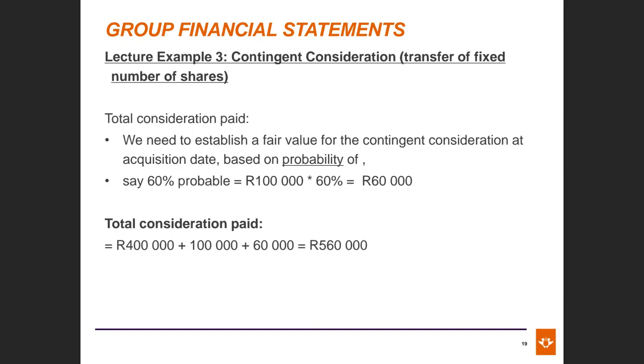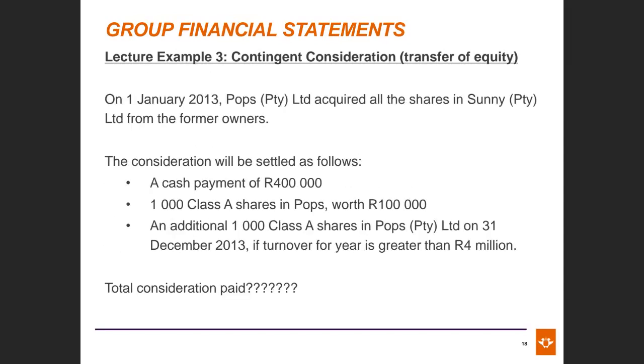So if we then want to calculate the contingent consideration, we are going to take the cash payment of 400,000 Rand. There are no questions asked about that amount. Then there is the issue of 1,000 Class A shares in POP worth 100,000 Rand. Okay. Then there's the contingent consideration here, an additional 1,000 Class A shares in POP on 31 December 2013 if turnover for the year is greater than 4 million.